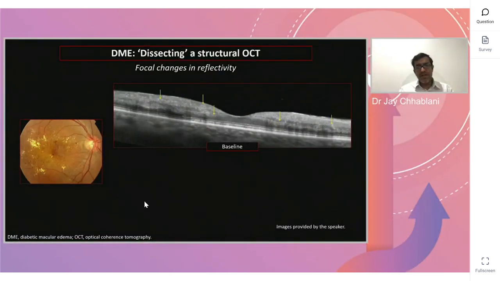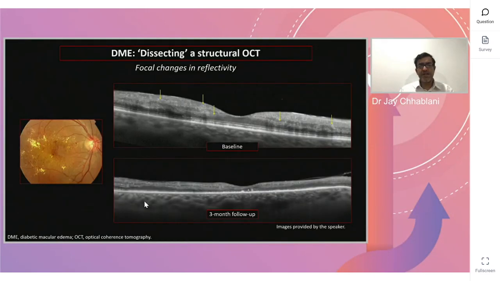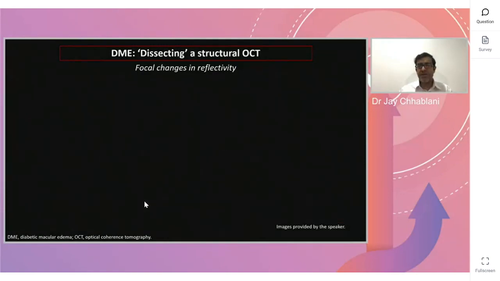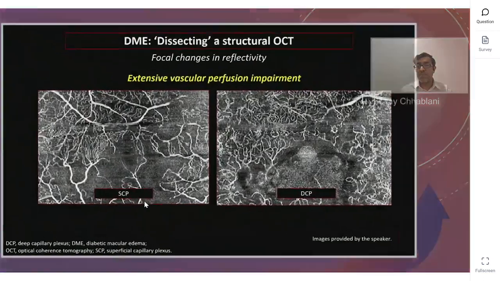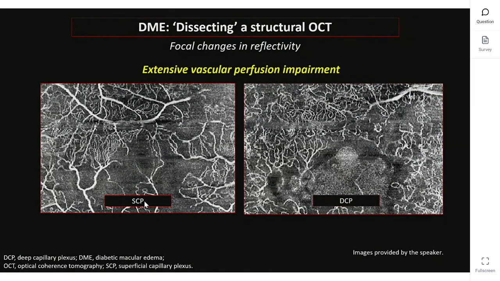What about the focal changes in reflectivity? If you look carefully at this scan, you are seeing that these yellow arrows show the reflectivity has changed in these spots. What does this signify? Let's look at the same scan after 3 months. You are seeing that the edema has resolved, and now there is focal thinning at the spots corresponding to the areas where there was altered reflectivity. If you look at the OCT angio of this patient, you will see massive ischemia, which you can see as non-perfusion on both the superficial as well as deep capillary plexus scans.